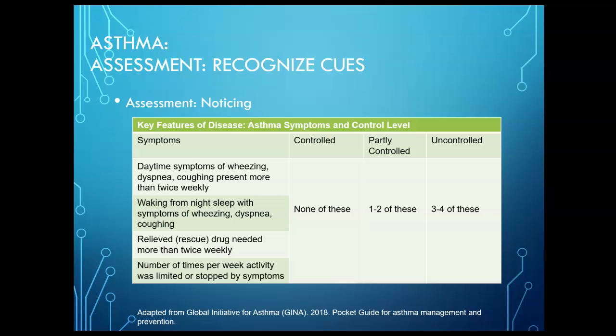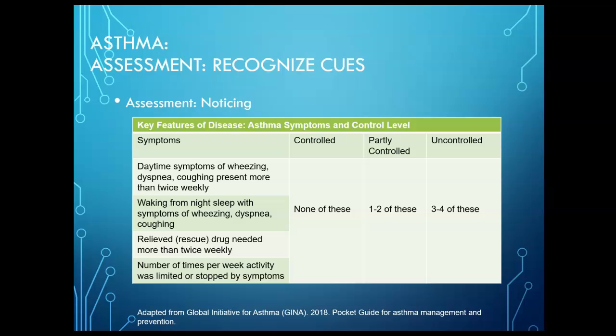They may complain of tightness in the chest, itching around the neck, fatigue, coughing at night. So look for that restlessness, tripod positioning in breathing, pursed lip breathing. Those are all things that you will see.